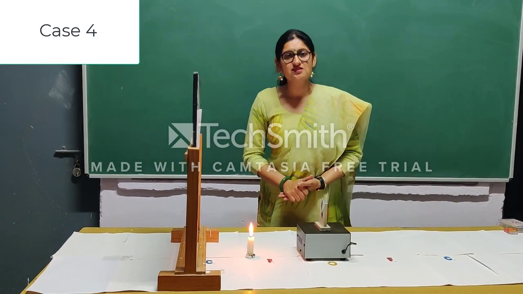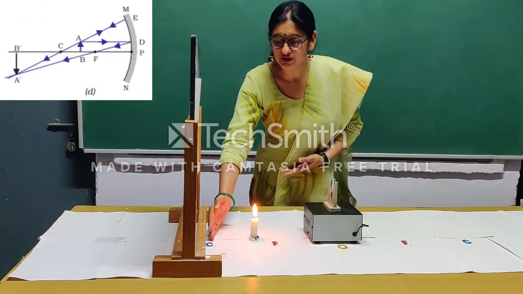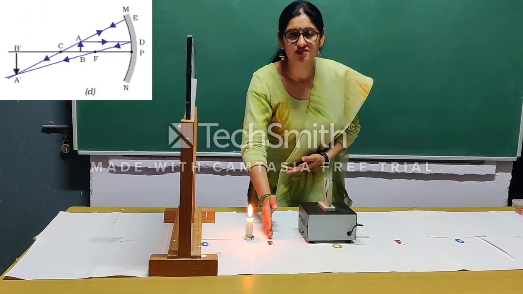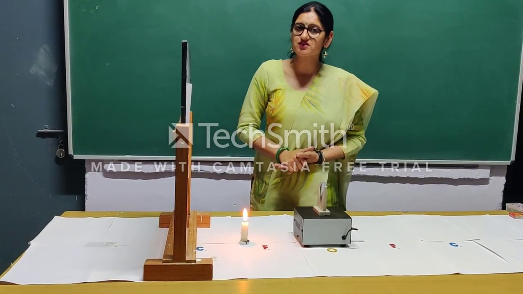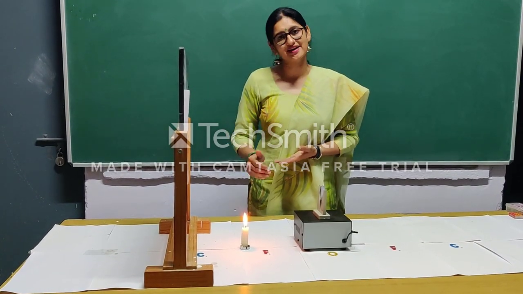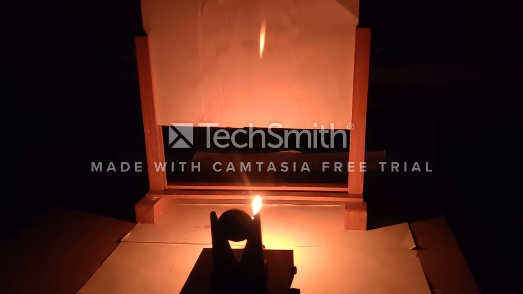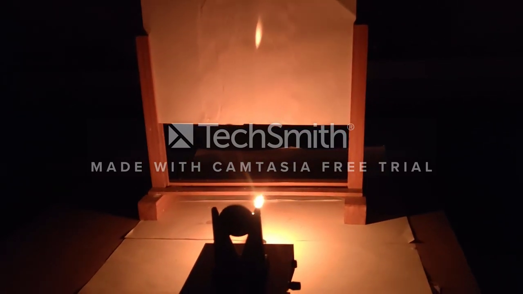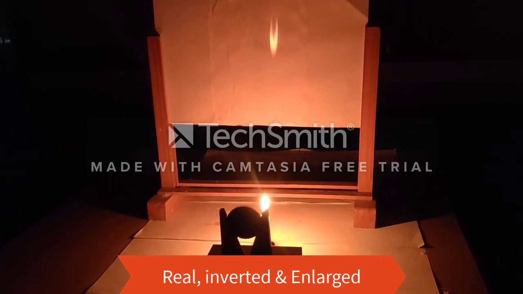In the next case, where your object is placed between the center of curvature and focus, your image is beyond C and the nature of the image is real, inverted and larger in size. So let us see in the dark room. As you see clearly, the image is inverted, larger and real in this case also.